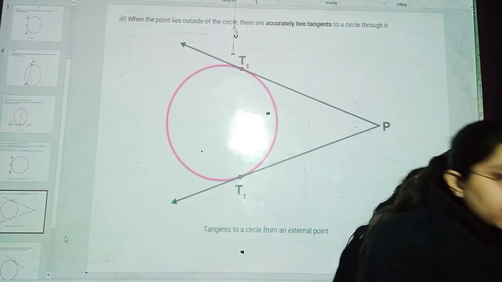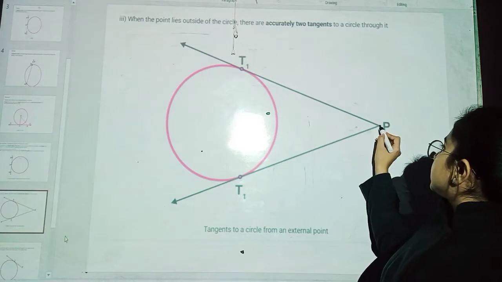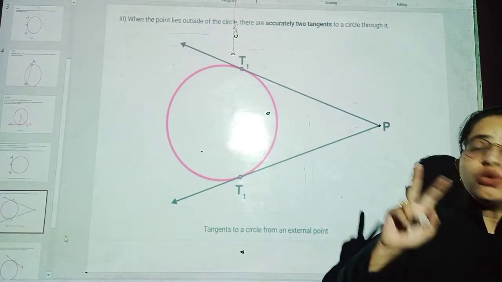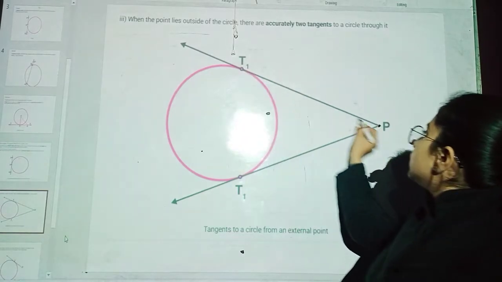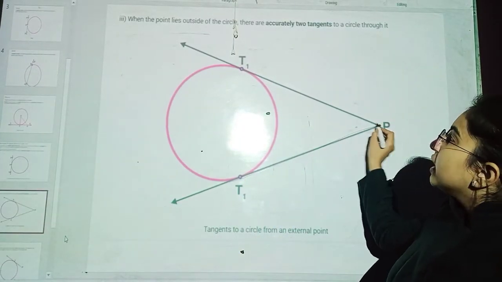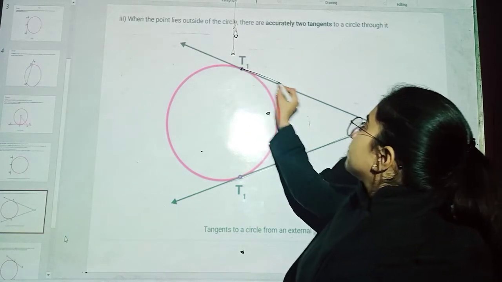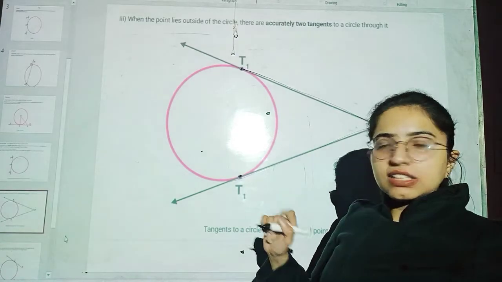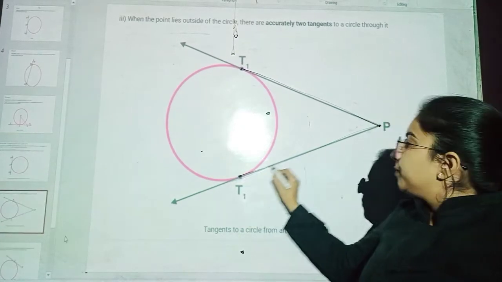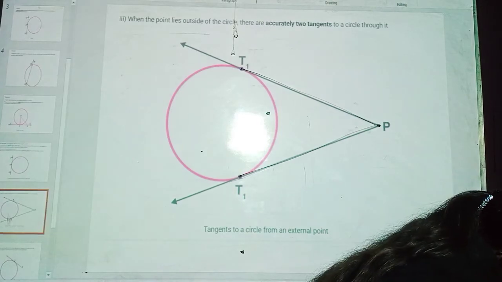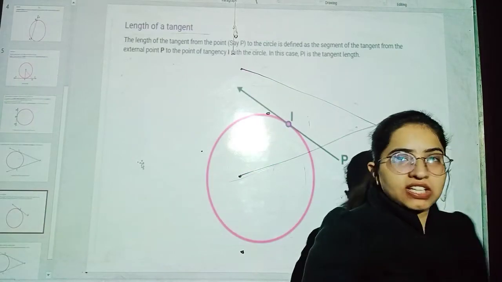But if the point is outside the circle, like this, here is the point. How many tangents can you draw? You can draw 2 tangents. This one is the first tangent and this one is the second tangent. How? Because this is the point, and this is a point on the circle. One tangent will be like this, and this is the second point on the circle, giving the second tangent. Clear?